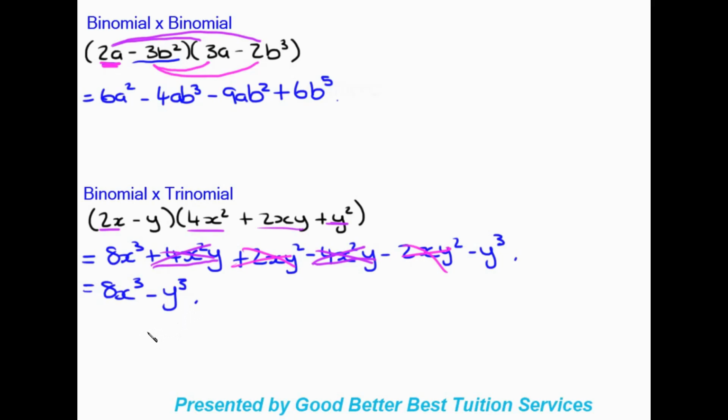So always when we are timesing out to get products, we always need to be aware that even though we've already times out our brackets to get our product, that does not necessarily mean that we are at the final answer. We always need to be looking out if there are any like terms that can be added or subtracted from one another, because that's what will stop us from getting our final mark, right? Because this was not the final answer. This over here was the final answer.